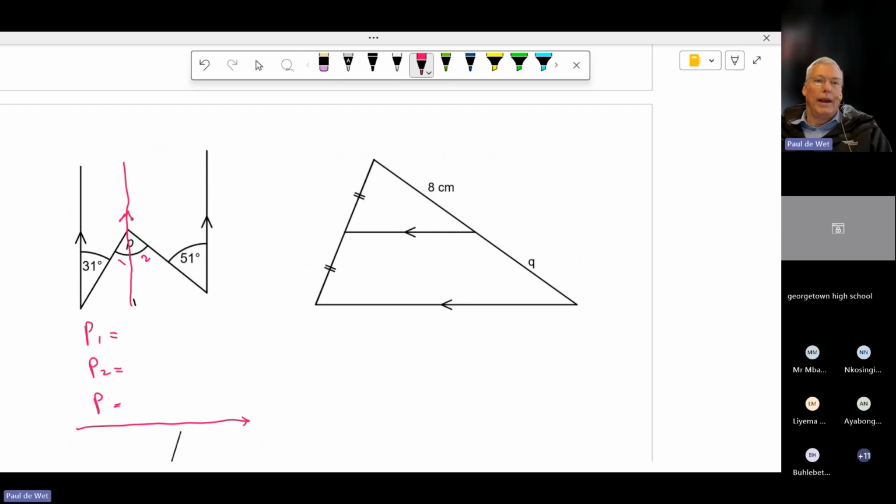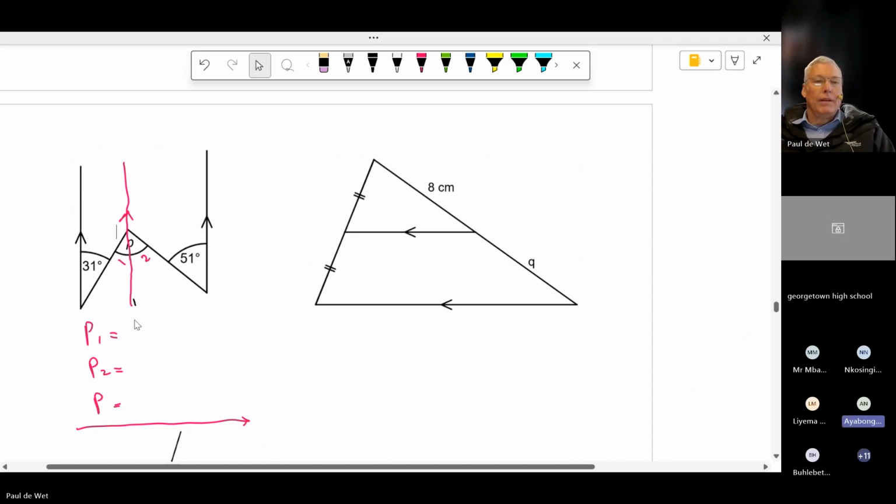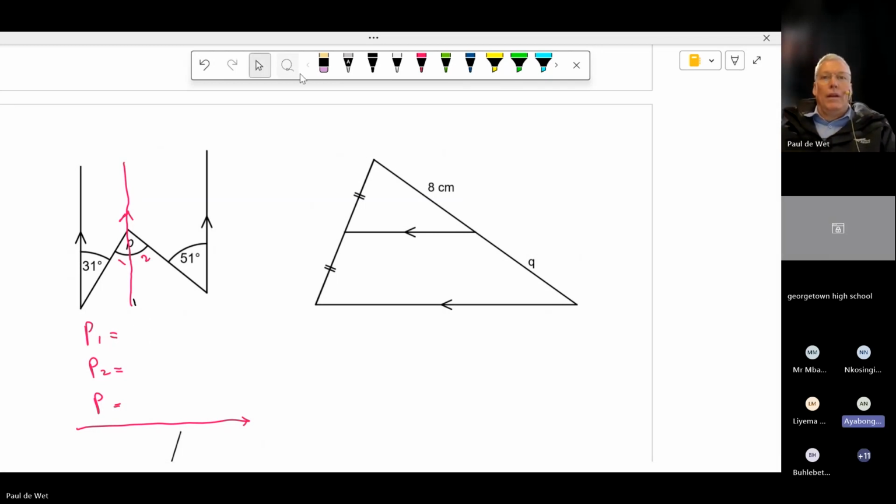Guys, this is parallel. What will P1 be? 49.